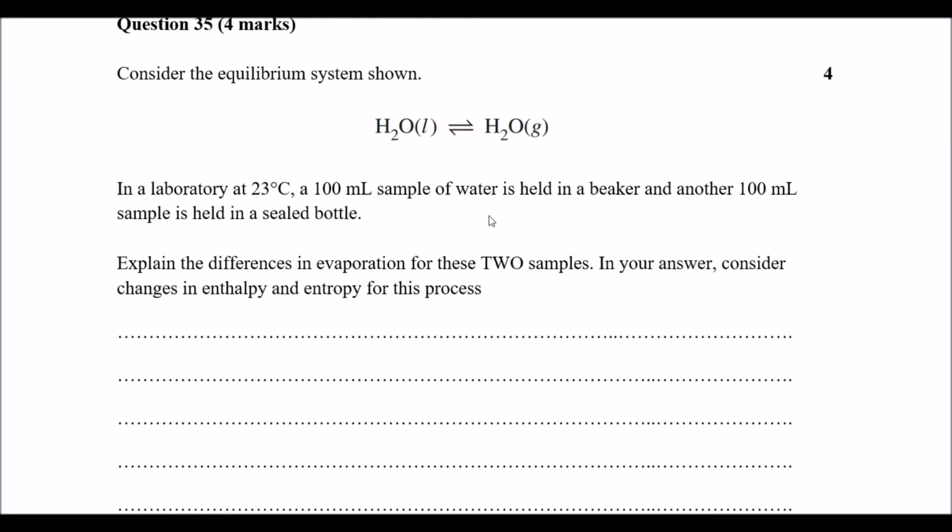So what we can say is, our water in the beaker and the sample in the sealed bottle. The sealed bottle is what we would call a closed system. In a closed system, energy can come in and go out, but mass cannot come in or out. And for a beaker, because the beaker doesn't have a lid, we have an open system. So the mass can go in and out of the system. So to explain the difference, we want to show a cause and effect between the two samples. We also want to explain what changes in enthalpy there will be.